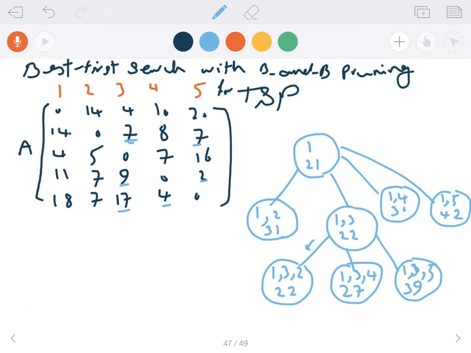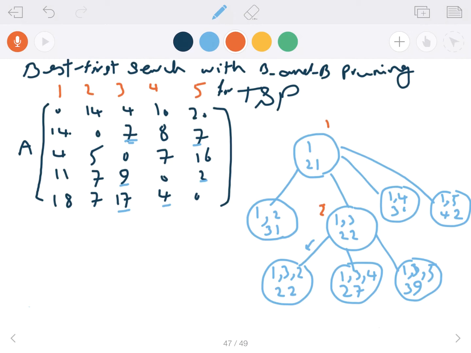Now let's see what we have done so far. First we expanded node 1, and the minimum bound was equal to 21. It means that we cannot find a path that is less than 21. That's the minimum value that we can reach. Then we expanded the next best one, node 1, 3. We first calculated node 1, 2, node 1, 3, node 1, 4, and node 1, 5. Among them, 1, 3 was the best. So that was the first one, then the second one that we expanded.